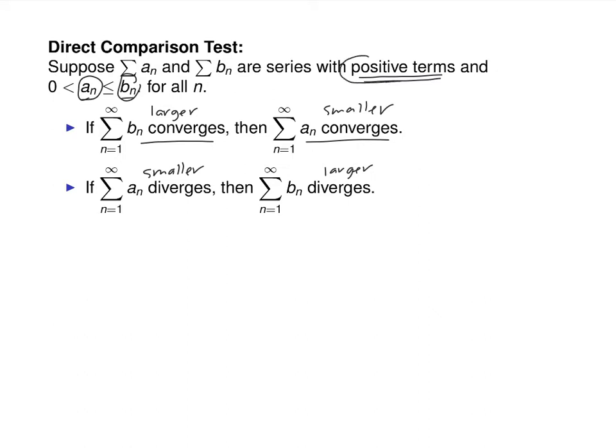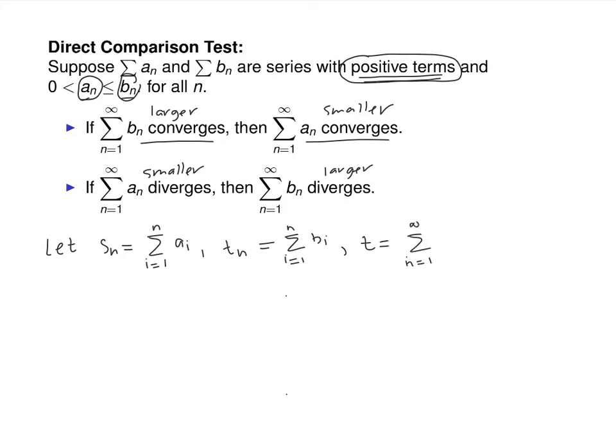So those two ideas should probably make some sense. The whole positive terms thing will come into play when we make the partial sums into increasing sequences. So let's start by defining some partial sums. We're going to let S sub n equal the nth partial sum of the a sub n's, so the sum from i equals 1 to n of ai. Let Tn be the sum from i equals 1 to n of bi. And we're going to let T equal the sum from n equals 1 to infinity of bn, and we'll let S equal the sum from n equals 1 to infinity of an. We have to give them different names because we have two different series that we're summing.